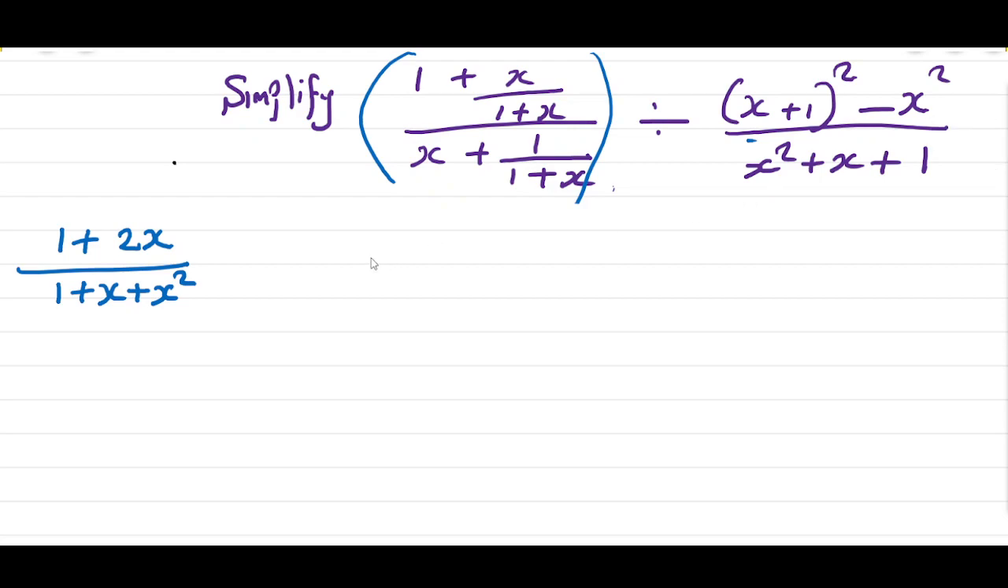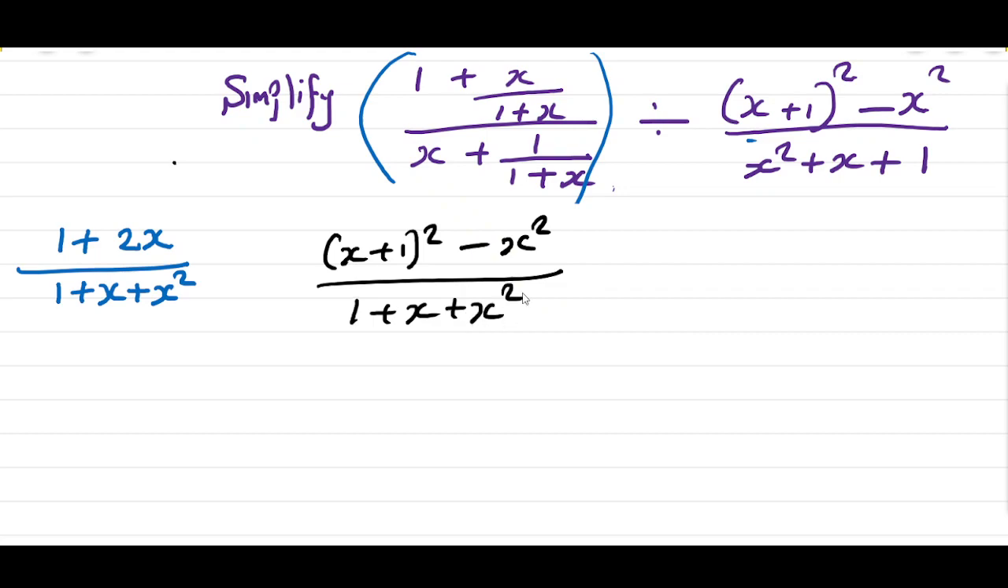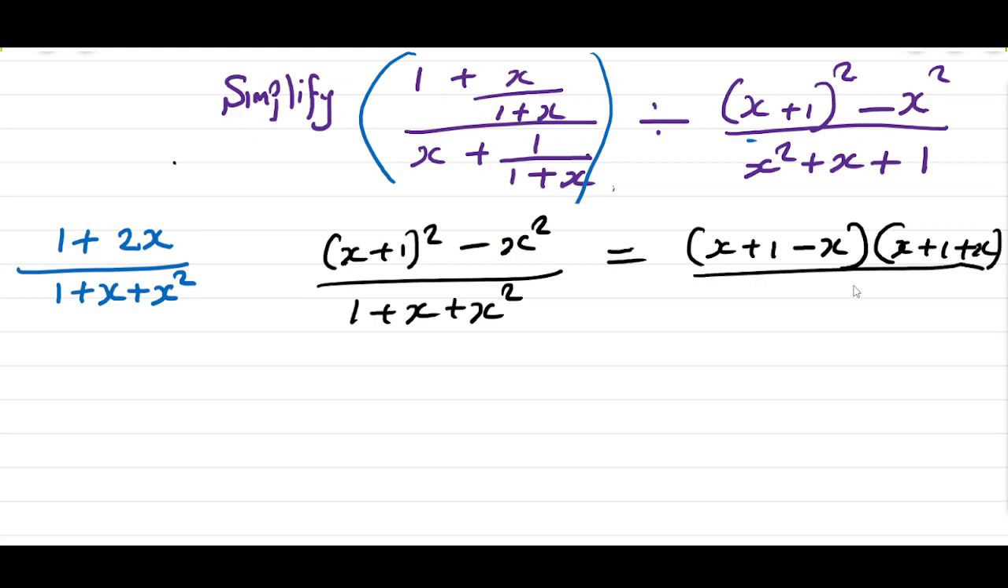Now what about this part here? This is how we proceed. This is x plus 1 squared minus x squared, all divided by 1 plus x plus x squared. There are many ways you can evaluate this. You can write it as x plus 1 minus x, times x plus 1 plus x, all divided by 1 plus x plus x squared. Why did I write it this way? In this channel we always favor using the identity a squared minus b squared equals a minus b multiplied by a plus b.